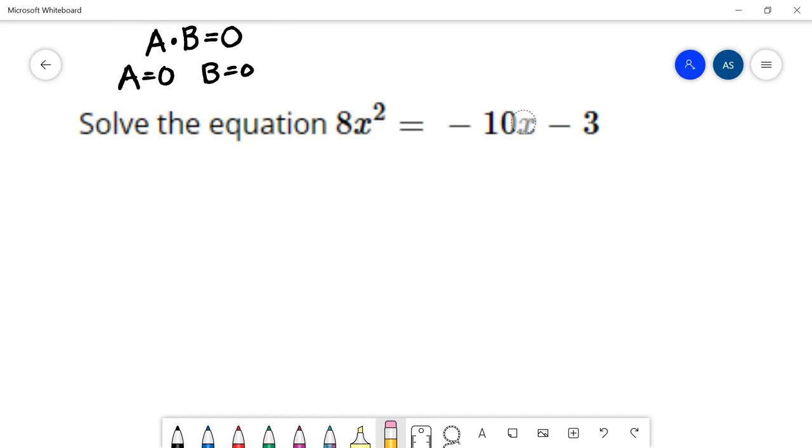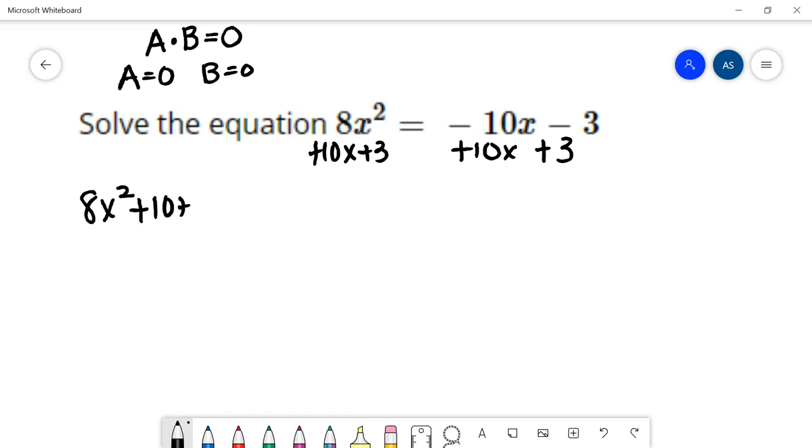My equation doesn't have the equal 0, so we're going to start by moving all the terms to the same side. So we're going to add 10x to both sides, add 3 to both sides. This is going to give us the equation 8x squared plus 10x plus 3 equals 0. So once I have the equal 0 on the right-hand side, the left-hand side needs to be in a factored form, so I want to factor the left-hand side.